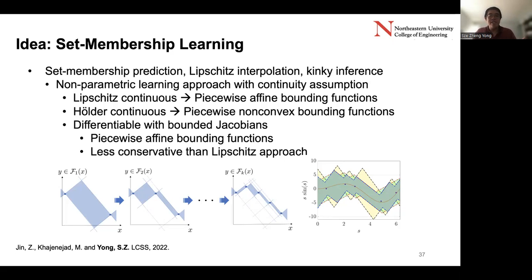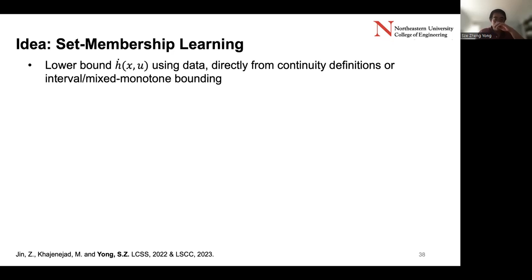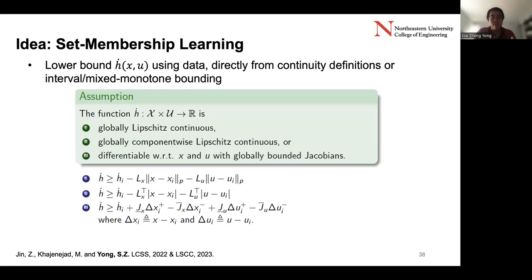And specifically, depending on the continuity assumptions we have, there are different functions that might be easier or harder to use. Generally, we want the bounding functions to be affine or piecewise affine so that we can actually solve them. We don't want them to be non-convex, because then everything will be intractable when we try to apply it. So the idea here is to leverage set membership learning, and specifically to lower bound what h dot is using data.